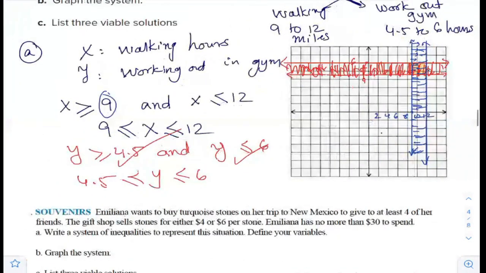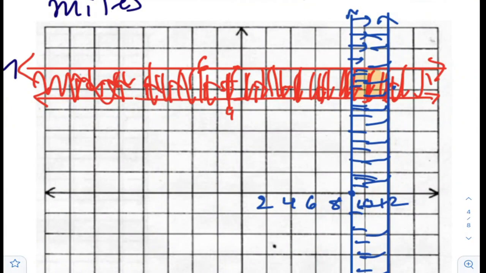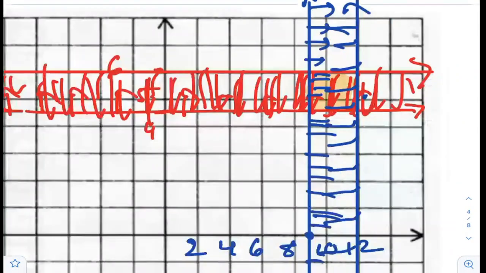Now, part C is asking you to list 3 viable solutions. Viable means possible solution. What are the possible solutions? Of course, the possible solution will be picked from here. Any point in this square area or in this rectangular area can be a solution. Any point. You can pick this point, this point, this point. Now you can't pick on the border, by the way, because the lines are solid.